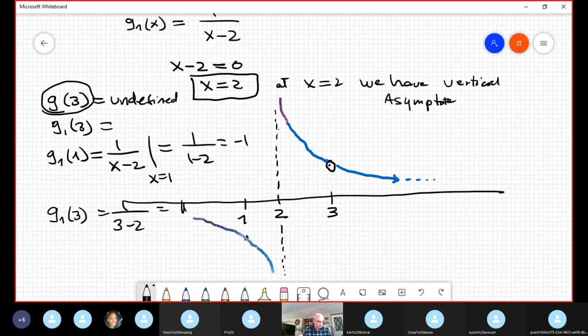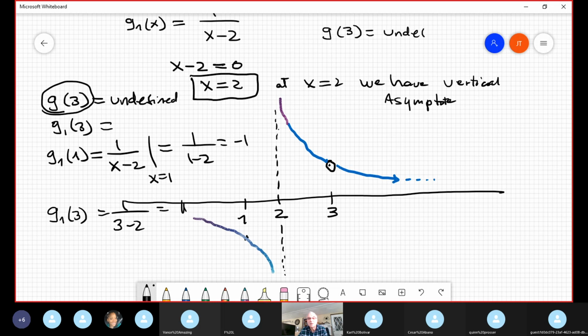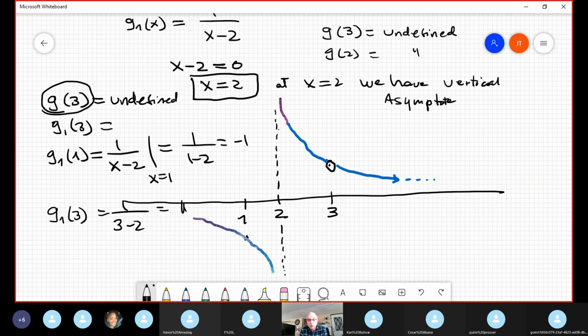In both cases, the original G evaluating 3 is undefined. The original G evaluating 2 is also undefined. Okay, let's see what's going on. Let's see how you can see in Desmos. Let me switch into Desmos.